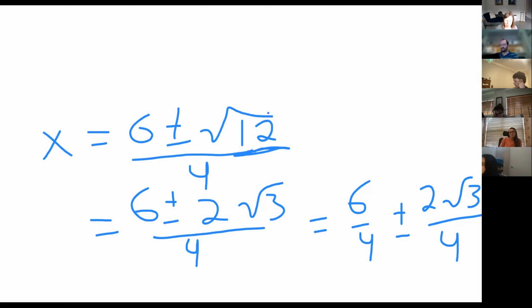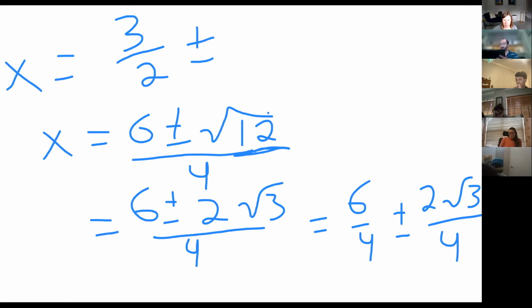So 6 over 4. We can divide that by 2, which is what? 6 divided by 2 is 3. 4 divided by 2 is 2. So 6 over 4 is the same thing as 3 over 2. I'm gonna do a little work here. So divided by 2, this gives me 3. Divided by 2, this gives me 2.